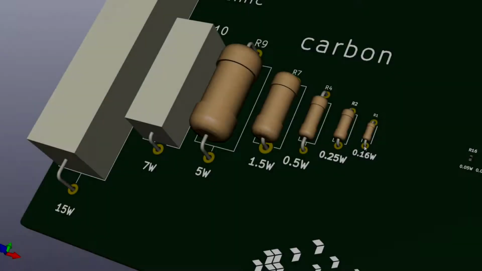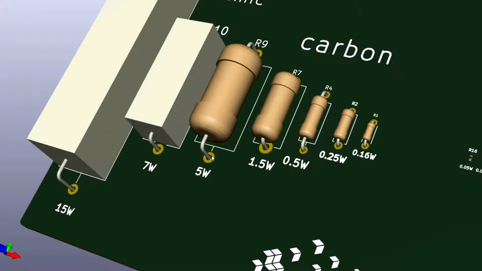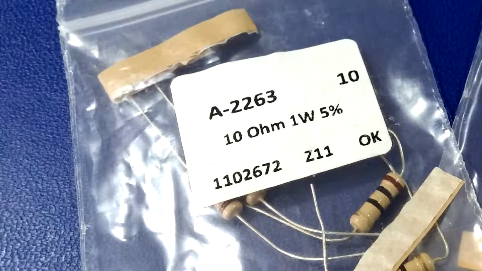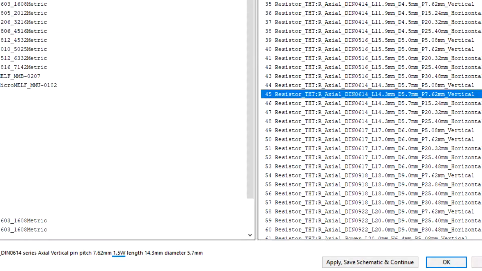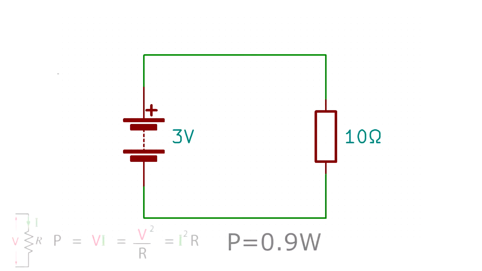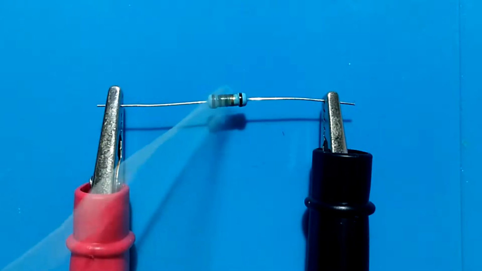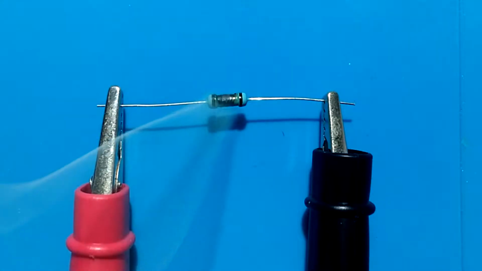Besides the resistance value or electrical properties, the power rating is often the deciding factor when choosing resistors. The power rating of a resistor depends on its size. It is usually printed on the packaging, and for CAD programs it can be found in the description of the selected resistor. The power dissipation over this resistor is 0.9 watts, which means you need to pick a resistor with a minimum power rating of 1 watt. Here is an example of what happens if you pick a resistor with a low power rating.